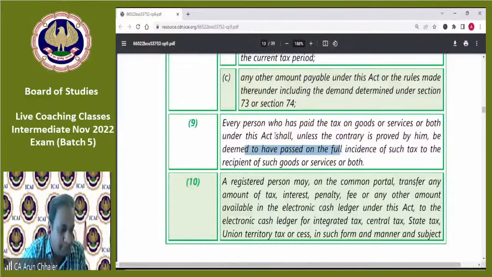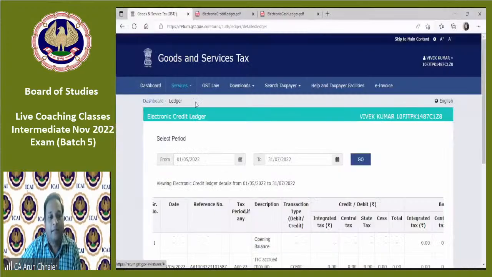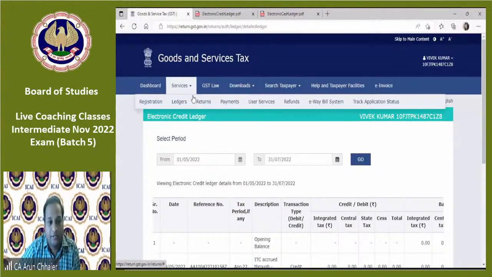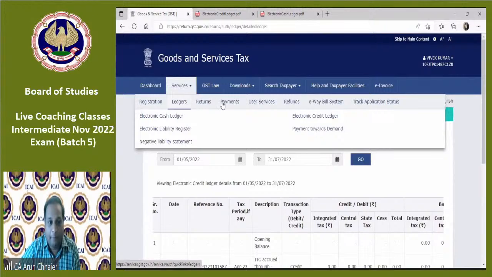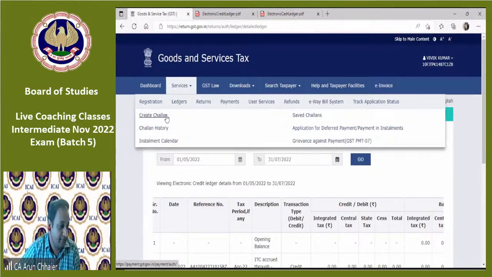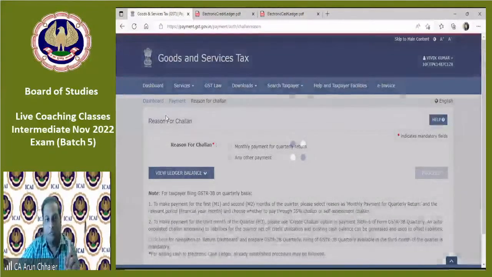Can SSC make deposit in cash ledger in advance? Yes, Mansa. Let me explain this point also. For example, services and payment, create challan. I'm giving the reply to Mansa.